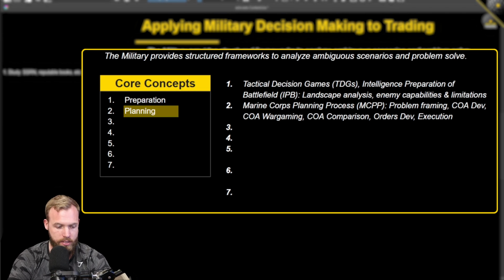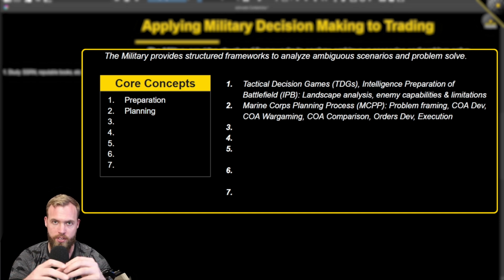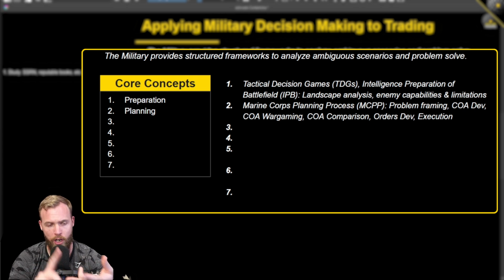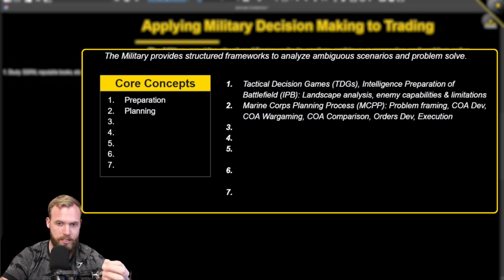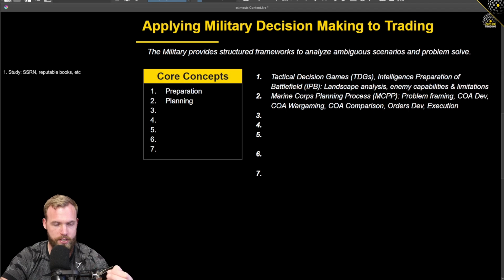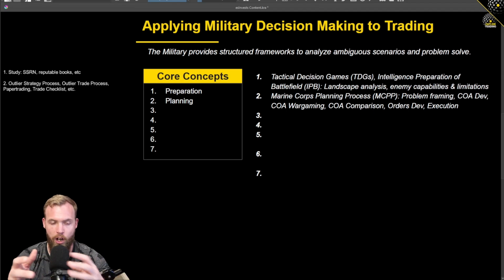Planning is essentially where we take the preparation phase, we combine all of the skills, everything that we learned, and we start to create an actual concept of what we're going to try to do. So in the Marine Corps, we use something called MCPP, which is the Marine Corps planning process. It has these several steps: problem framing, COA development, COA wargaming, COA comparison, orders development, and then execution. And we literally can translate every single one of these into a trading equivalent.